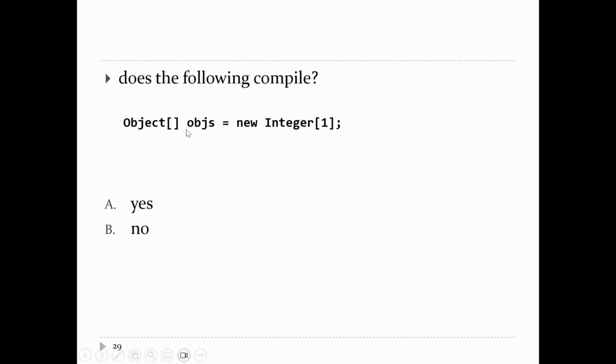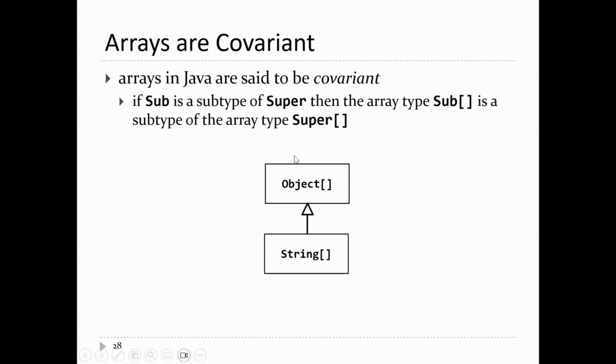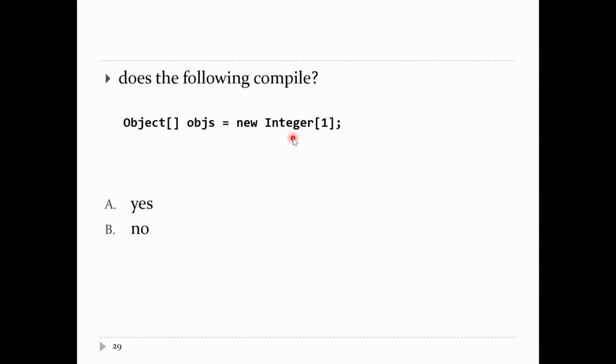So here's my array objs. It's an array of Object. Can I make an array of Integer and store a reference to that array in objs? Well, go back to the previous slide. This says that if sub is a subtype of super, then an array of sub is a subtype of an array of super. So, is Integer a subclass of Object? The answer is yes. So, is an array of Integer substitutable for an array of Object? The answer is yes. So, does this compile? The answer is yes. It compiles. So that's fine.